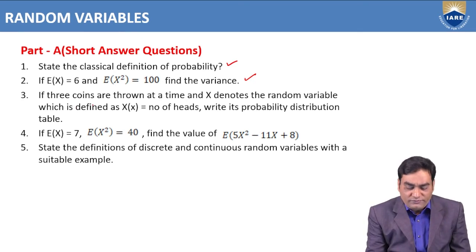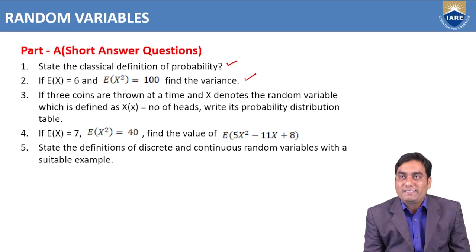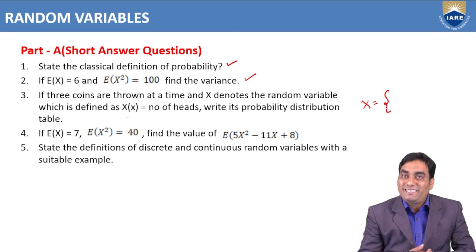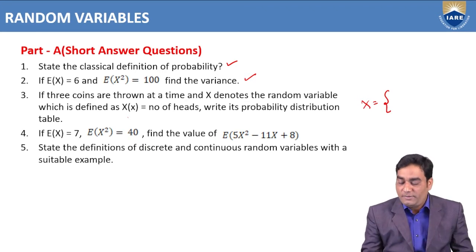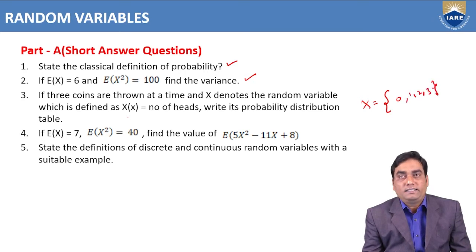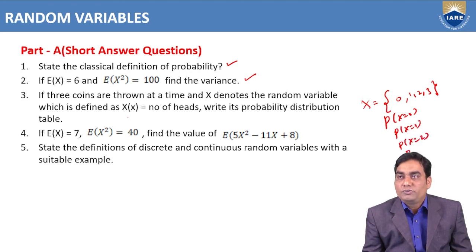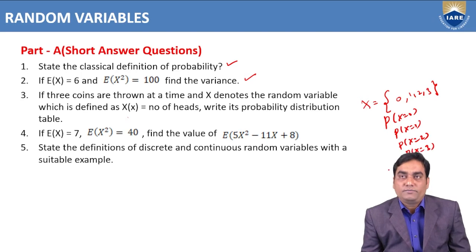And third question, if 3 coins are thrown at a time and x denotes the random variable which is the number of heads. So first we need to define what is x, number of heads if 3 coins are tossed at a time. Number of heads may be 0 or 1 or 2 or 3 because 3 coins are there. After that we can find out the probability distribution. That means we can find out P of x equal to 0, P of x equal to 1, P of x equal to 2 and P of x equal to 3.